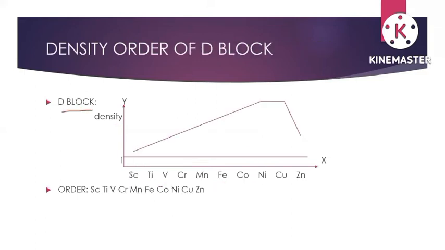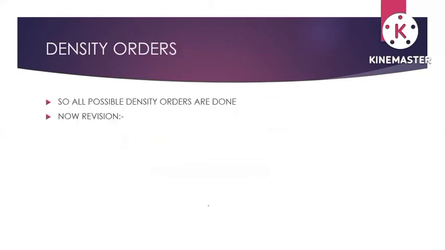Now the d block. In the d block we can see from scandium to nickel the density increases very regularly, then nickel and copper have the same density, and then it steeply decreases for zinc. The density of zinc is comparable to that of chromium and vanadium. So we will put zinc over here, like this, and then we will put the signs like this. Done. So all possible density orders are done.